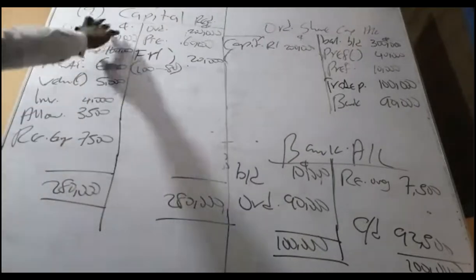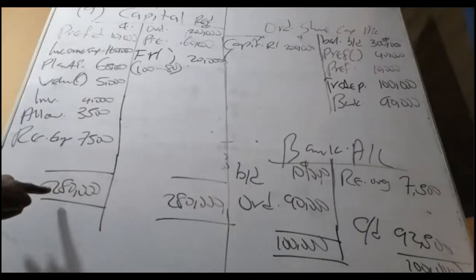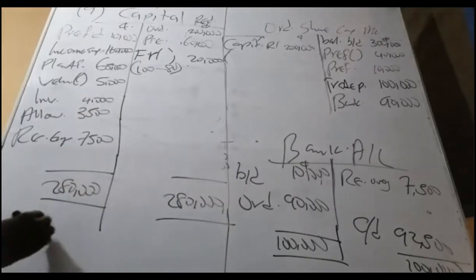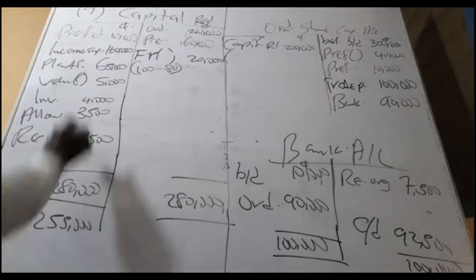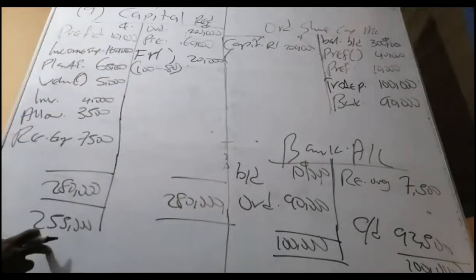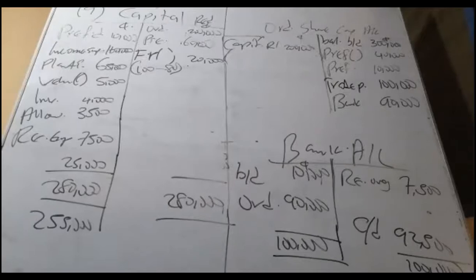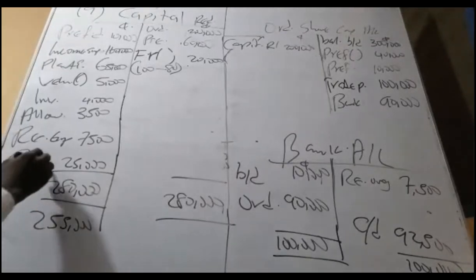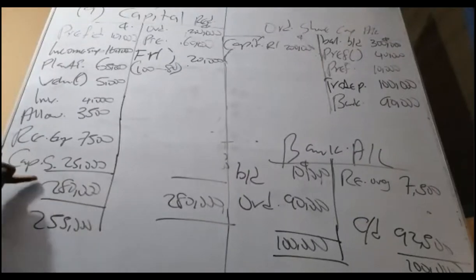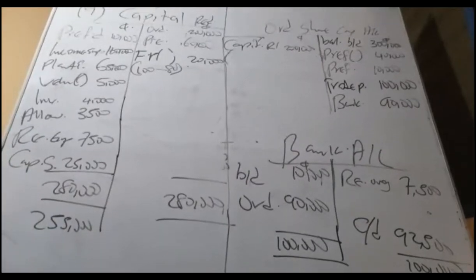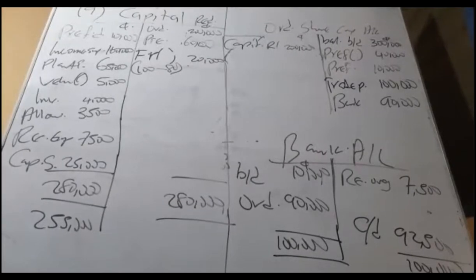Then add all this side and subtract from the 280. This side is 255,000. If you add all this side, you get 255. So the difference between 255 and 280,000 is what? 25,000. And this is a good scheme, for the scheme has generated a surplus for us. So let's call it capital surplus. So in your new balance sheet, it must be there as capital surplus. That's a good scheme. It has generated a good balance for us.